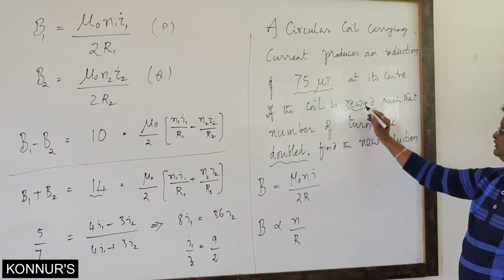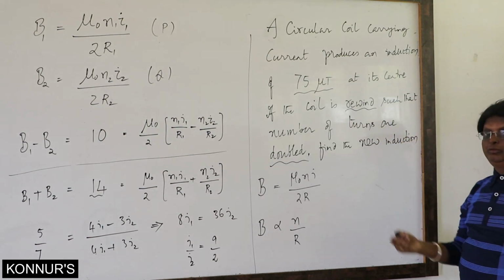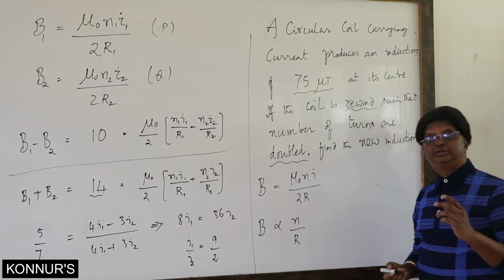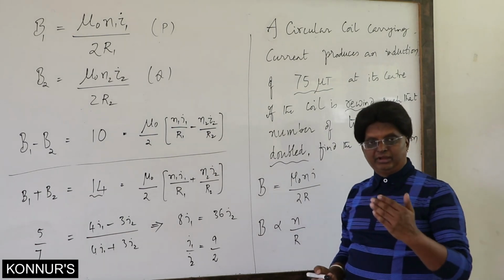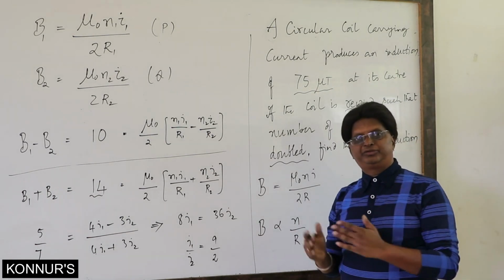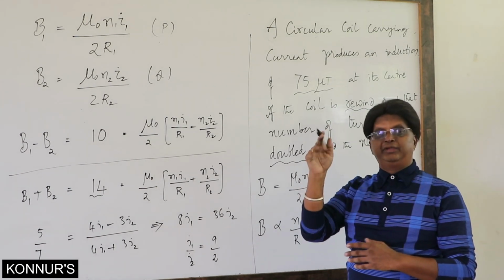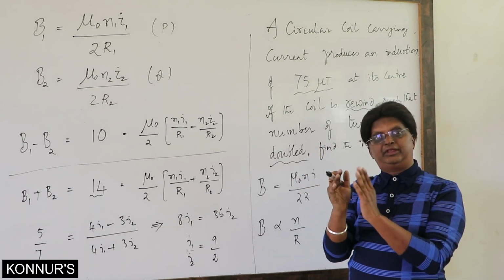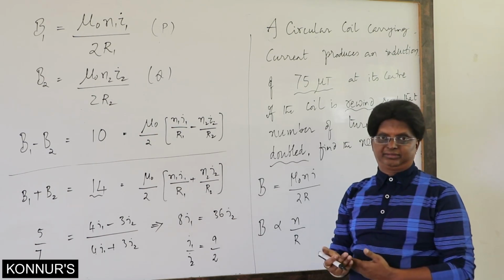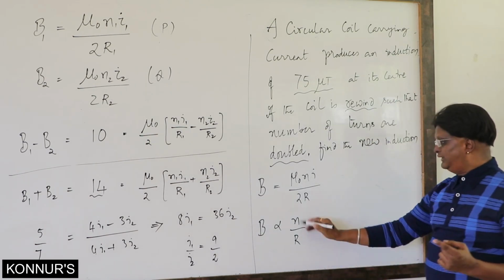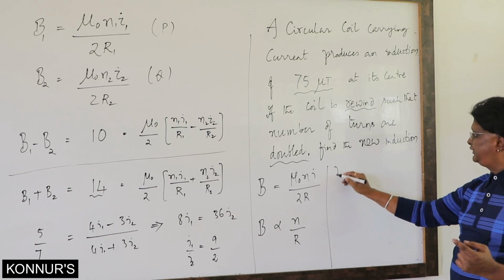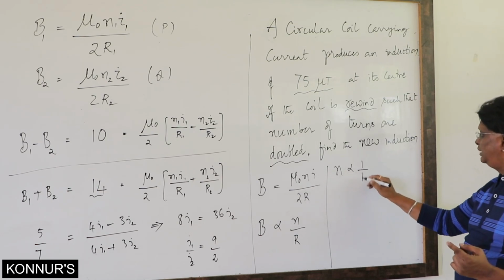Now here it is the case of rewinding. What happens? If the number of turns increases, the radius decreases, or vice versa, right? Suppose a bigger coil is made into a smaller coil, then the number of turns naturally increases. So here, how are this N and R related? N proportional to 1 by R.